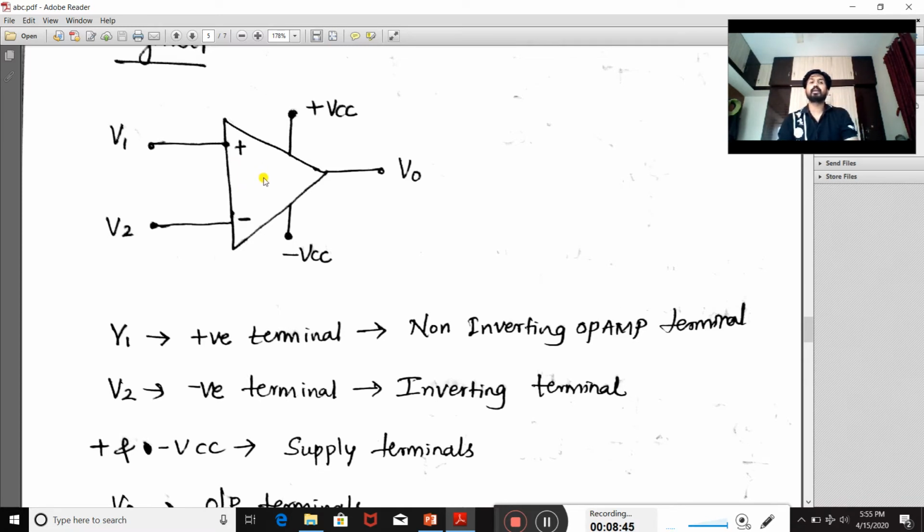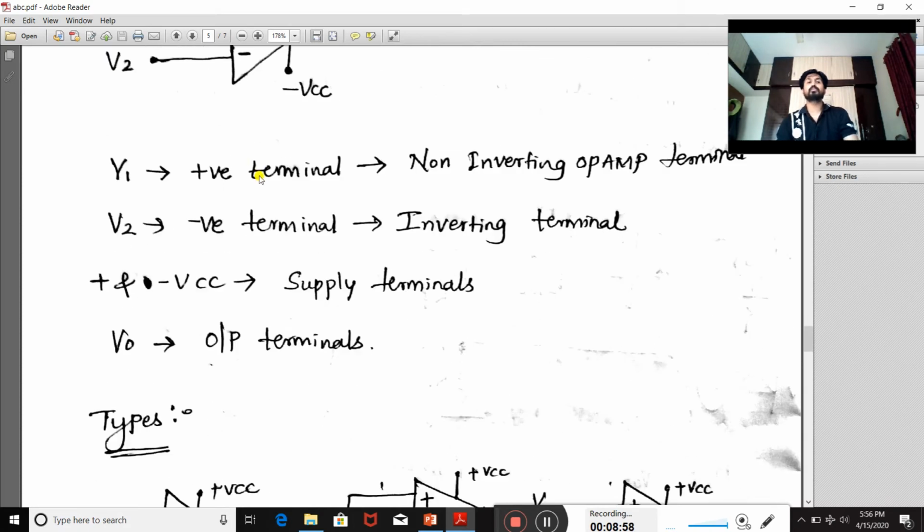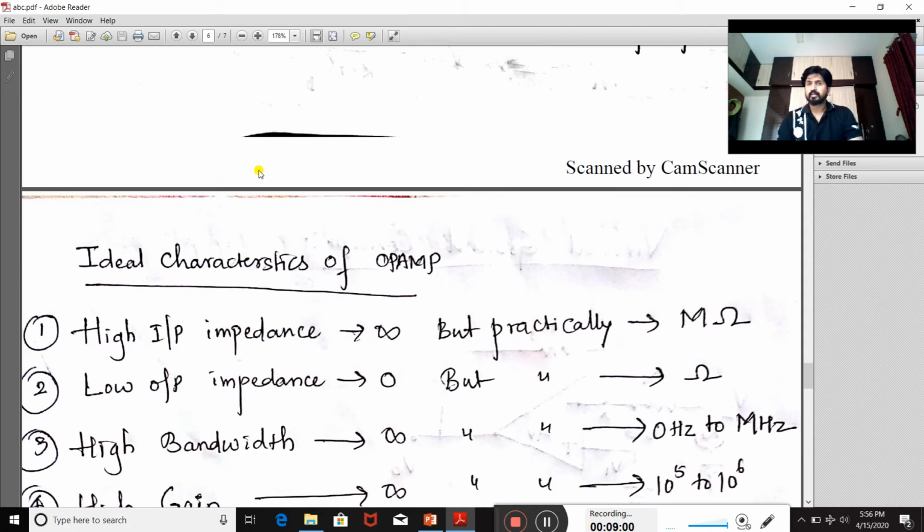If it is offering infinite resistance, the current flowing through this terminal will be 0 only. I is equal to 0. Here I is equal to 0. So no current is flowing through these terminals. That is the meaning of very high input impedance.